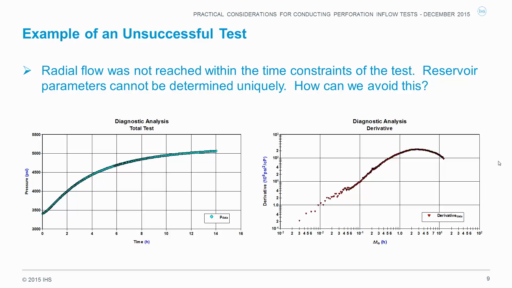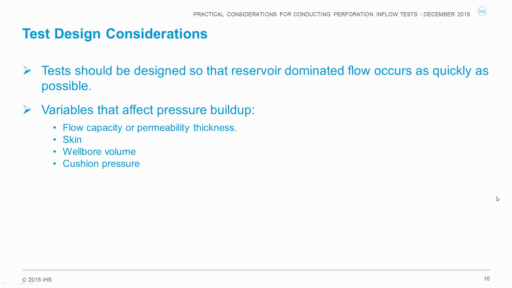So how can we avoid this? Tests should always be designed so that reservoir-dominated flow occurs as quickly as possible. Looking at the equations, we can see that the variables that affect the pressure buildup are as follows. Flow capacity, or permeability thickness. This is something that we do not have control over. However, it's obvious that the higher the permeability, the quicker the buildup is going to take place.